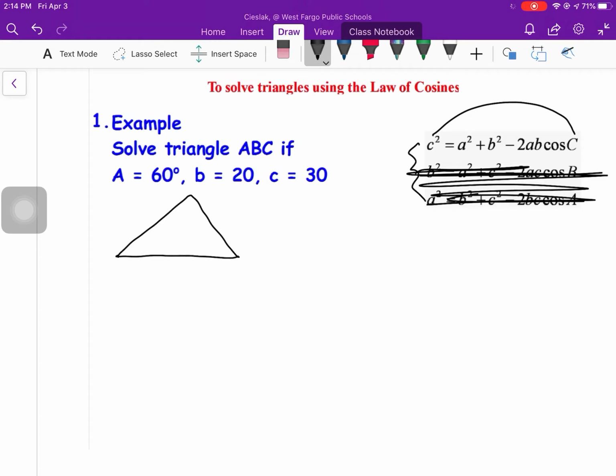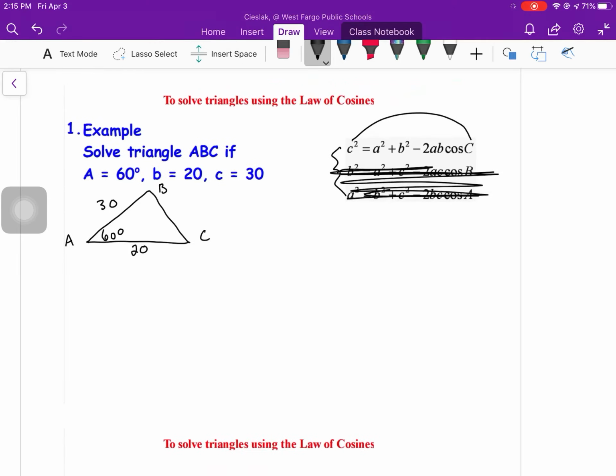So we're going to start this off. Solve triangle, we'll do ABC, where I know A is 60 degrees, B is 20, that's side B, and side C is 30. Okay, so the three things that I got to find here are angle B, angle C, and I've got to find what side A.